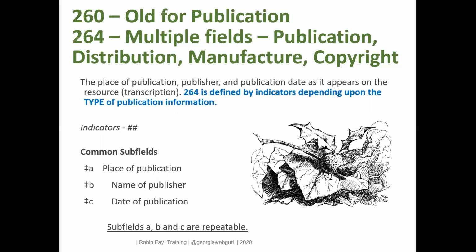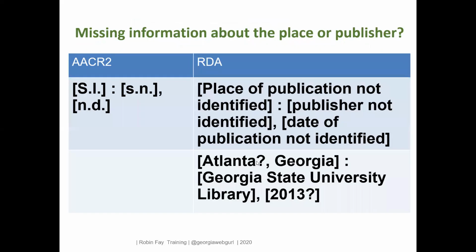The fields are all repeatable, and you can have multiple 264s. If you have missing information, in the olden days we used to use Latin to say, hey, we don't know. Now we can say things like place of publication not identified, publisher not identified, date of publication not identified, or if you have a good idea.